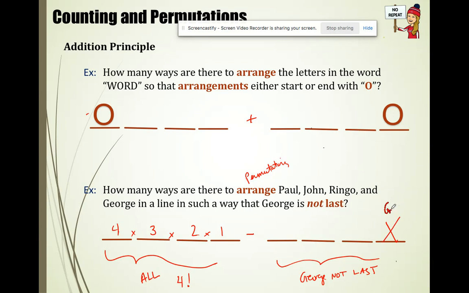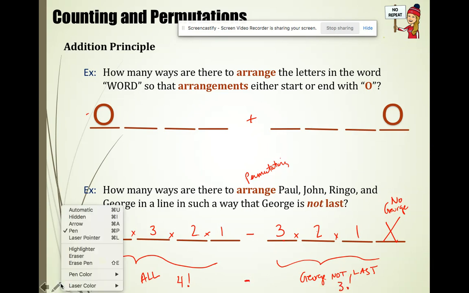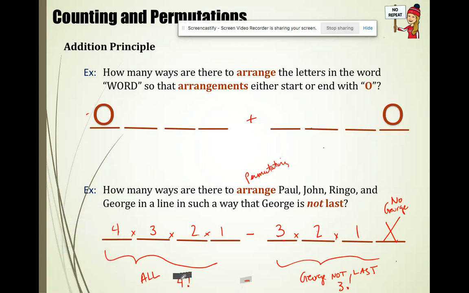George can't go here, so no George. But what does that mean over here? How many choices do I have for this slot then? Well, I have George and 2 of the others. Once that choice is made, I have George and 1 of the others. And then once that choice is made, I just have George. So I have 4 factorial minus 3 factorial for this one. Yes, it's still the addition property because, remember, subtraction isn't real. It's just the addition of the opposite.